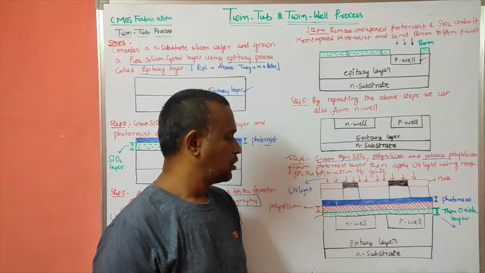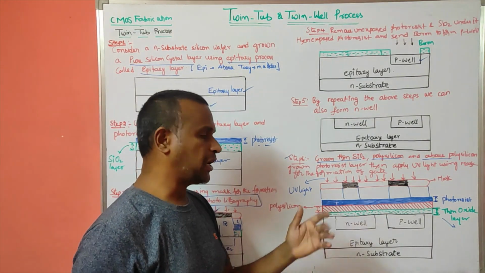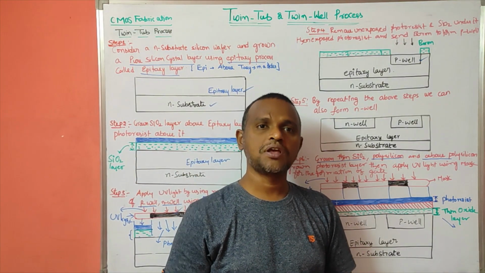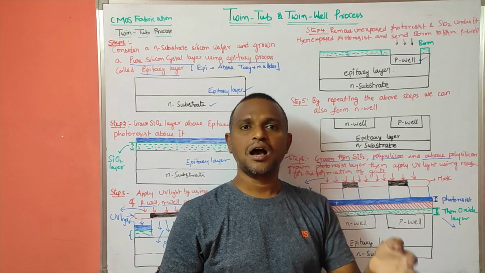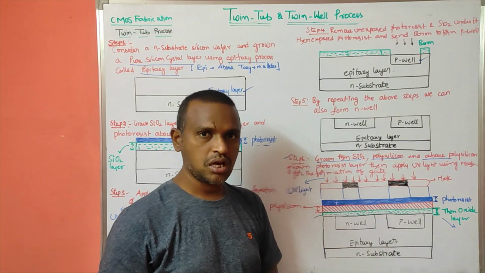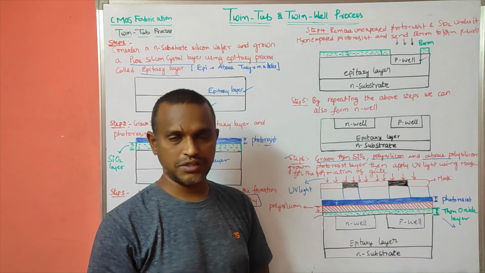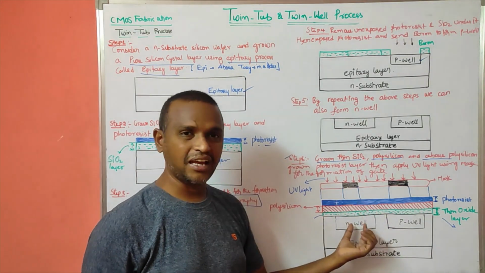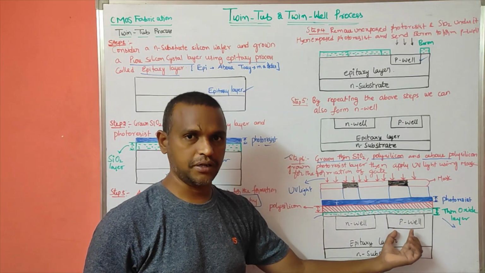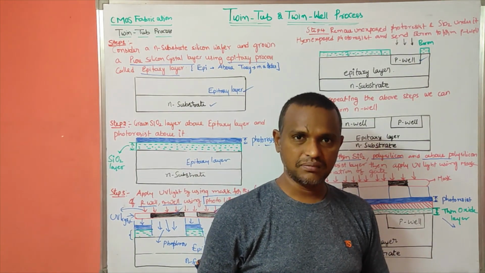Okay, so now what will we do here? First we will remove the unexposed photoresist and the polysilicon under it, and the SiO2 under the polysilicon. After removing that, we will remove the exposed photoresist also, so that only the gate polysilicon and thin oxide here, and polysilicon and thin oxide here, will be present. So this is how we can form a gate.